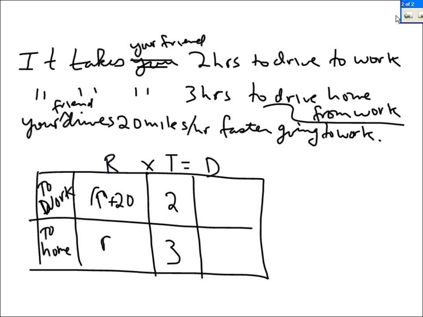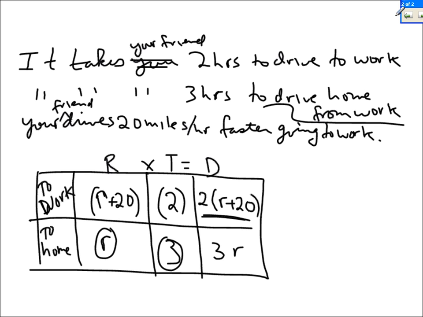What's the distance? Well, rate times time, or time times rate, is distance. That's how far this person drives to work. How far does this person drive home from work? R times 3, or 3R. But they take the same route. That is, these distances are equal. So I take the first distance, I put these two horizontal lines, and then I write down the second distance. The distances are equal. 2 times R plus 20.